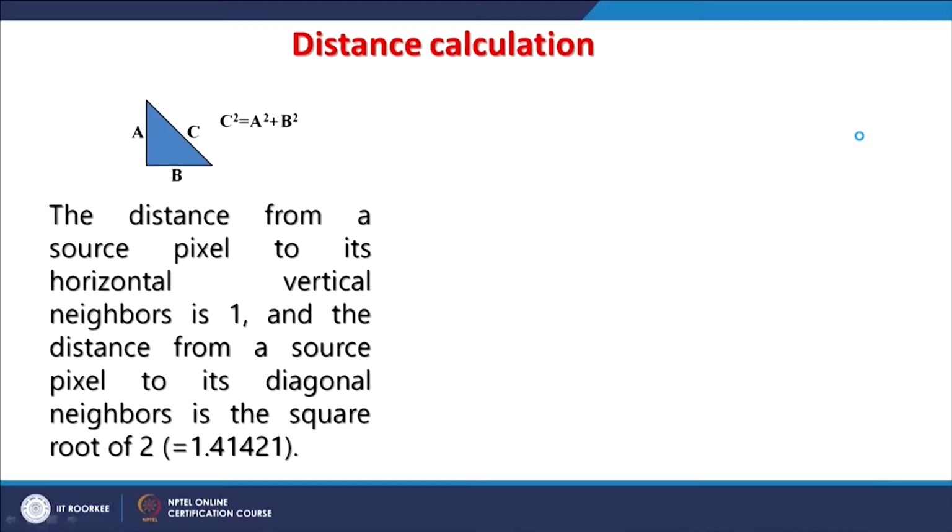Here, first the distance calculation. So a basic trigonometric function will be used here, the distance from a source pixel, because here it is not necessary that you would be performing only on vector data. It can be raster data. The distance from the source pixel to its horizontal and vertical neighbors is 1, and to its diagonal neighbors is square root of 2, that is equal to 1.4142.